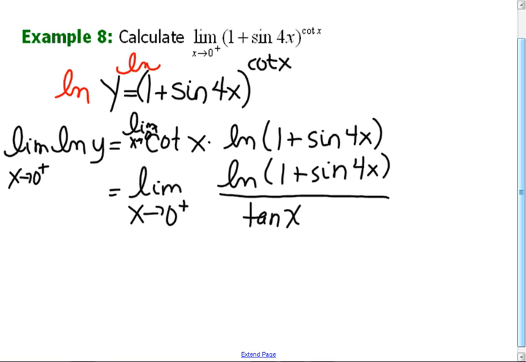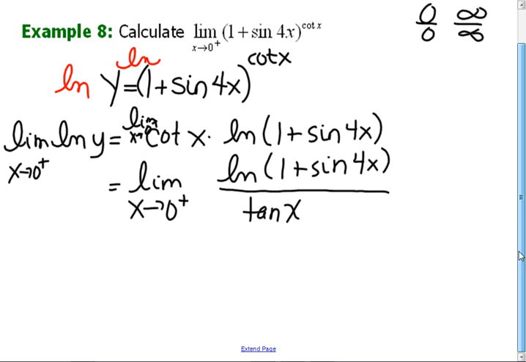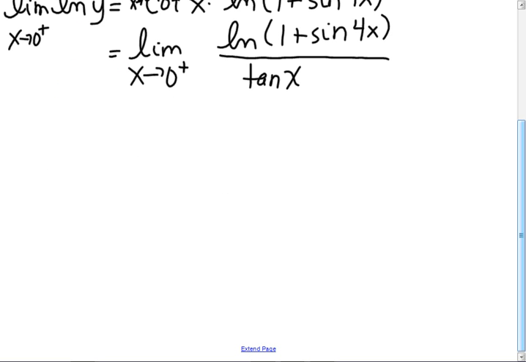This is not the function. This is the log of the function, because it always has to be 0 over 0 or infinity over infinity. So I wanted to get rid of that exponent. It's a trick. I want to use L'Hopital's rule, so I took the log. Now, what happens when I put in 0? It ends up being the log of 1, which is 0, over the tangent of 0, which is 0. So you can use L'Hopital's rule.